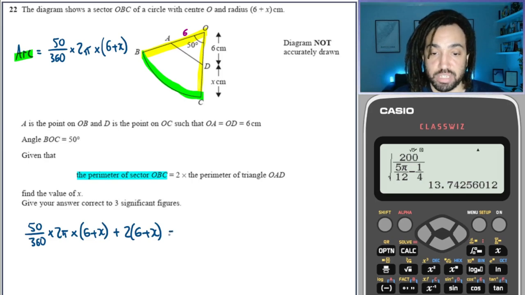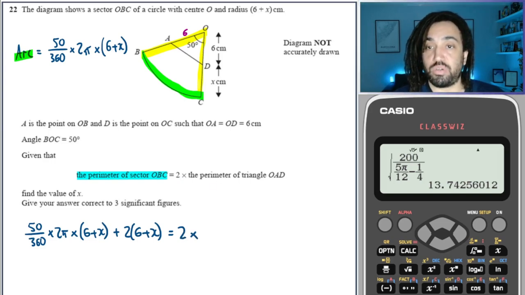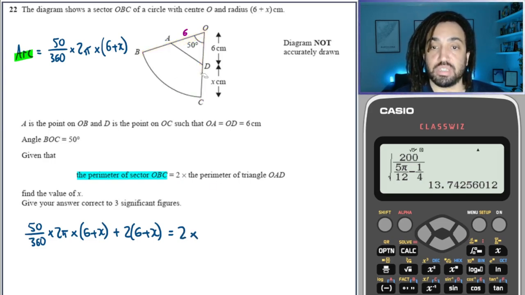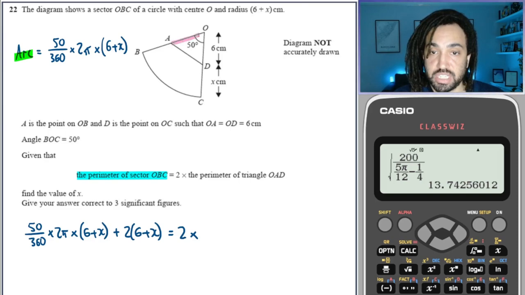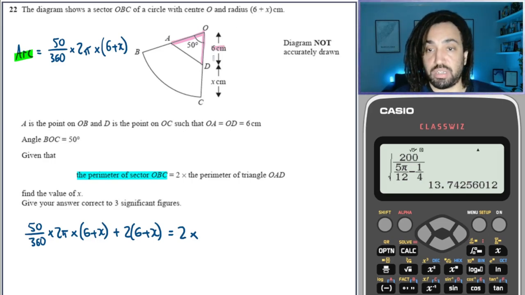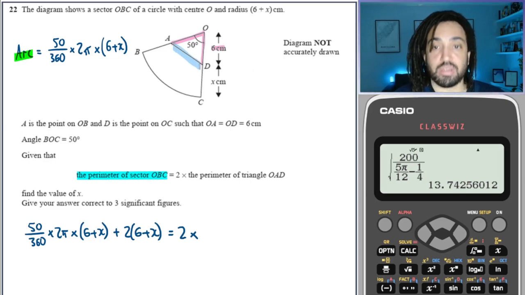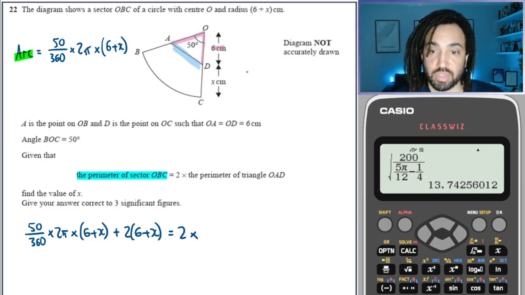So that's the blue bit done, and we know that's equal to 2 times, as this question says, the perimeter of the triangle. So the perimeter of the triangle is this distance here, which we know is the same as this distance here, because the question says they're both 6. And it's also this part here, which we're going to need to work out using the cosine rule.